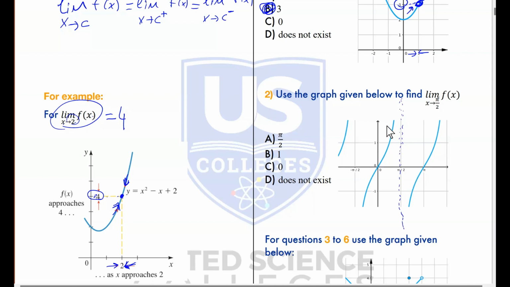This one is heading up to positive infinity. This part of the graph is heading down to negative infinity.